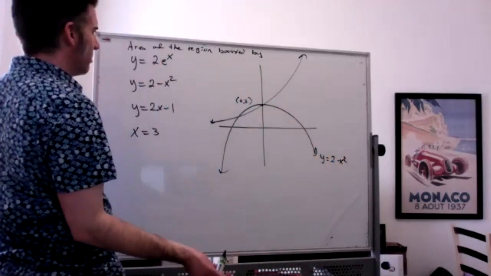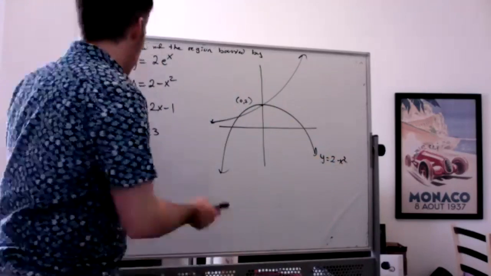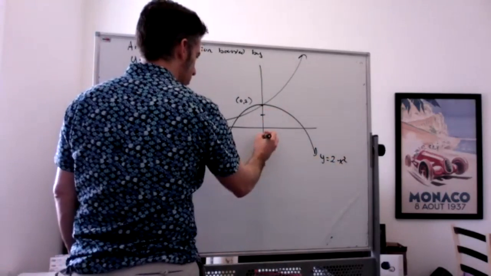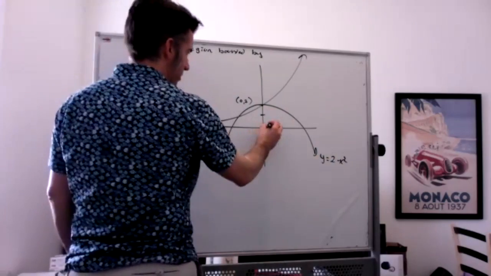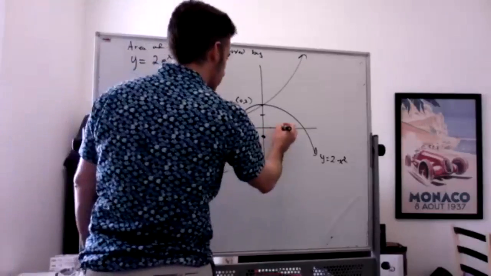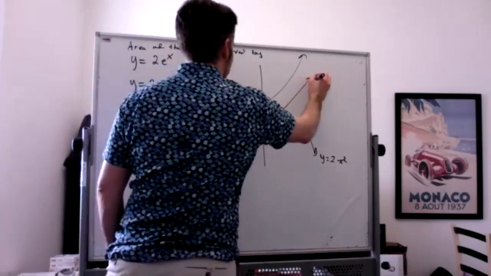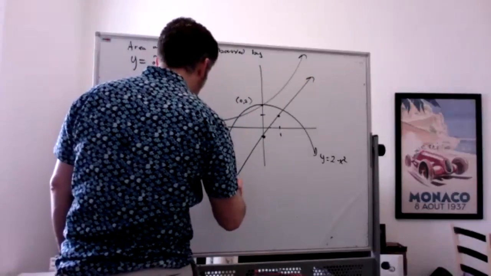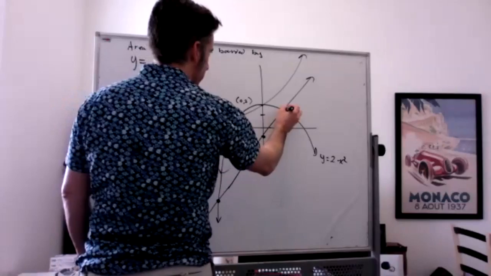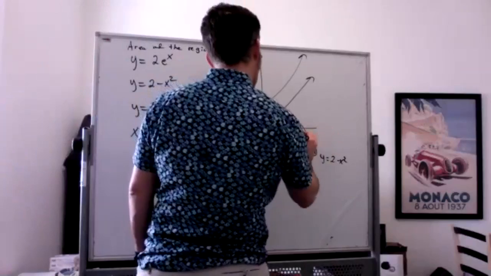2x minus 1, so that's a straight line going up from left to right. It has a y-intercept of -1 and an x-intercept of 1/2. I would probably say the next point is the point x is 1, y is 1. So it does something like this. These probably intersect somewhere over here as well. These probably don't intersect. And then x equals 3 is a vertical line somewhere over here.